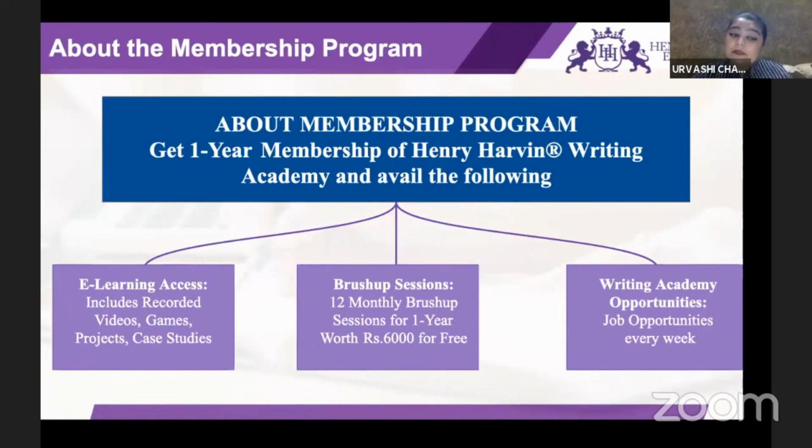Like when you're talking about the e-learning access, it includes your recorded videos, your games, your projects, as well as case studies. The brush-up sessions would include 12 monthly brush-up sessions for 1 complete year. And the complete package is 6,000 rupees, but it appears for you for free if you're opting for the course. Your writing academy opportunities, wherein job opportunities every week would be shared with you.